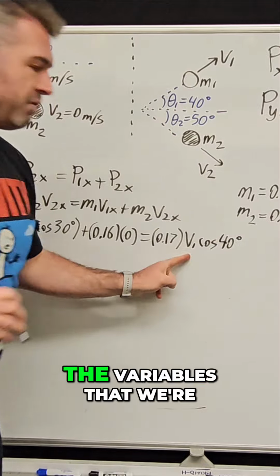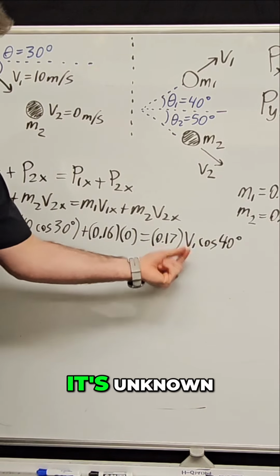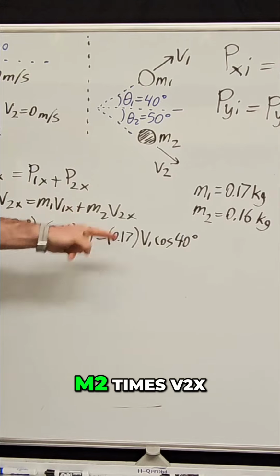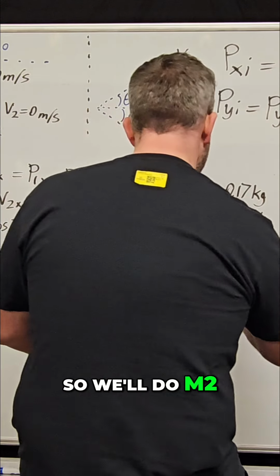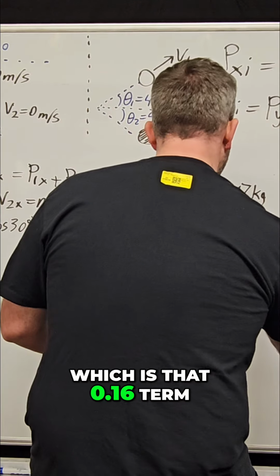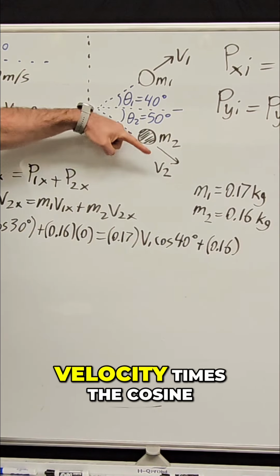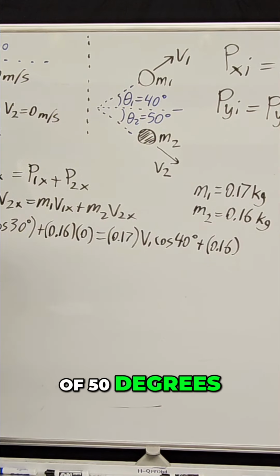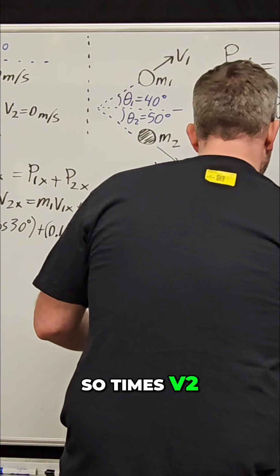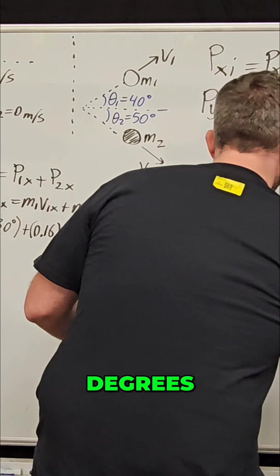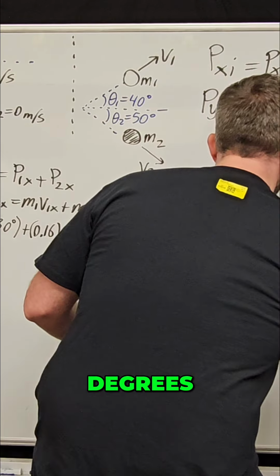And so this is one of the variables that we're going to solve for. Right now it's unknown. That takes care of this term. And then we have to add m2 times v2x. So we'll do m2, which is that 0.16 term. And that's going to be times this velocity times the cosine of 50 degrees. So times v2 cosine of 50 degrees. And so there we have it. Total momentum initially equals total momentum after crash.